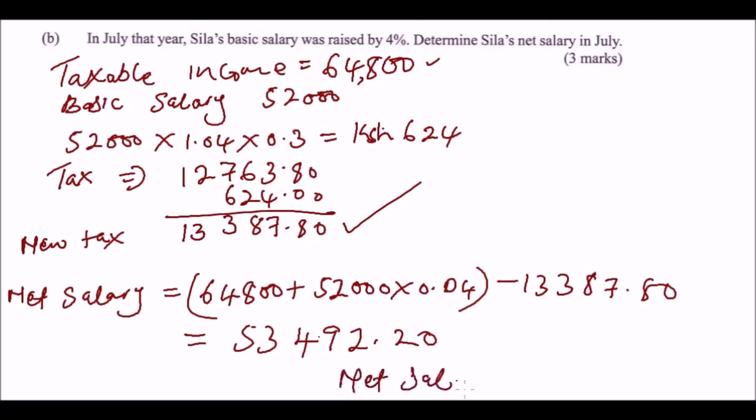Salary is Kenya shillings 53,492 and 20 cents. This is the amount that he got maybe in his bank after all the deductions. So that's how you work out that, and that brings us to the end of that question. It's not difficult. This is in Form 3 income tax, where we did calculation of tax.